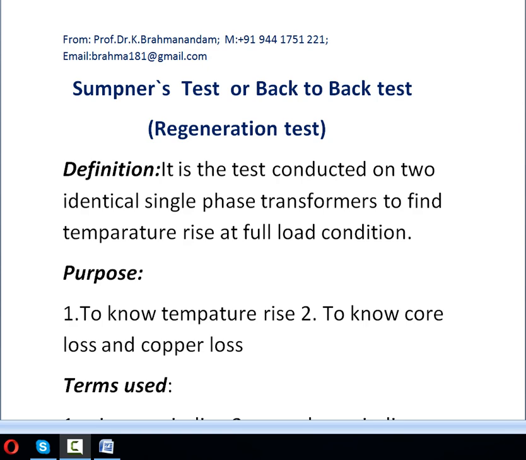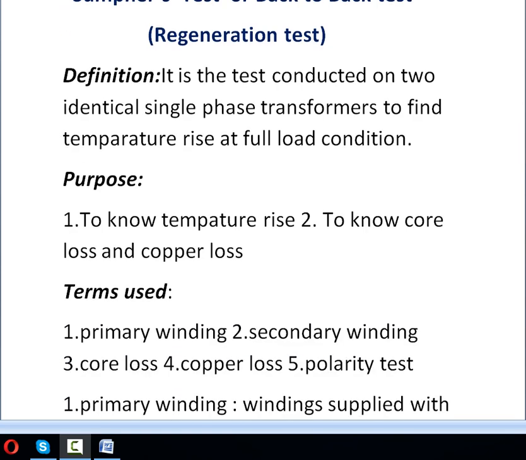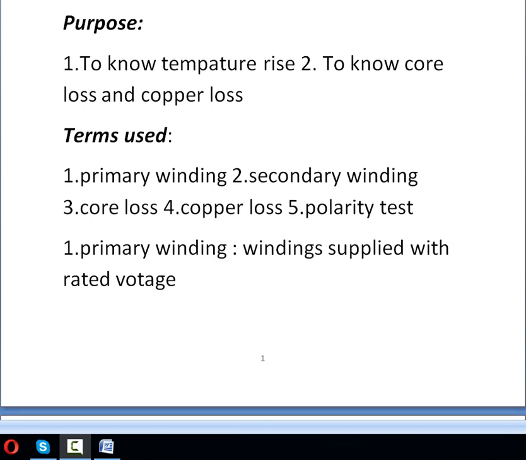It is the test conducted on two identical single-phase transformers to find temperature rise at full load condition. Purpose: number 1, to know the temperature rise. Number 2, to know the core loss and copper loss of both the transformers. Next, terms used: primary winding, secondary winding, core loss, copper loss, polarity test.